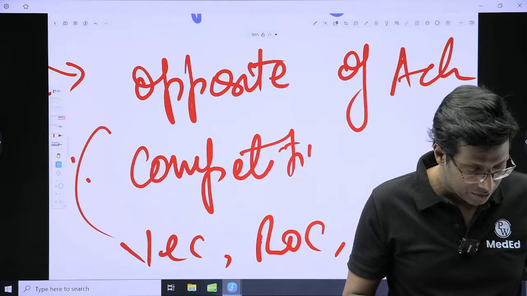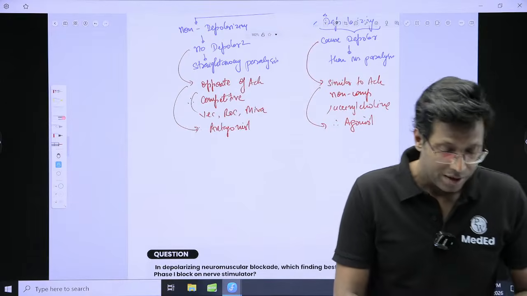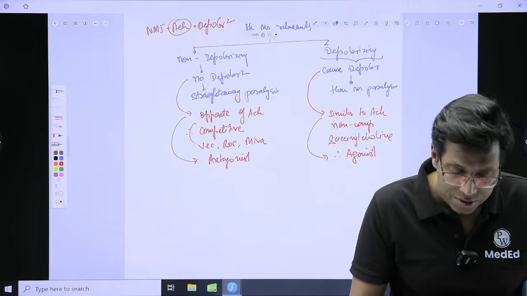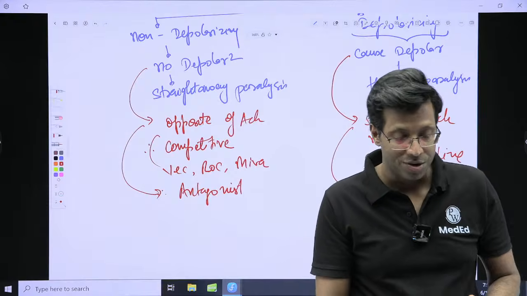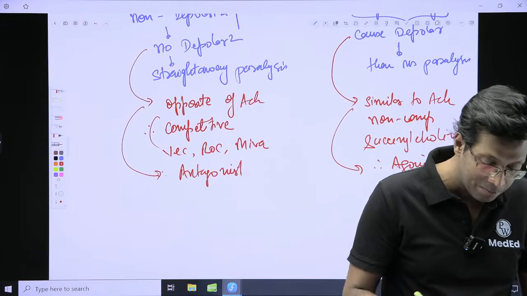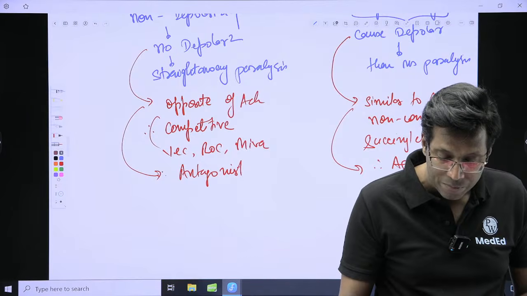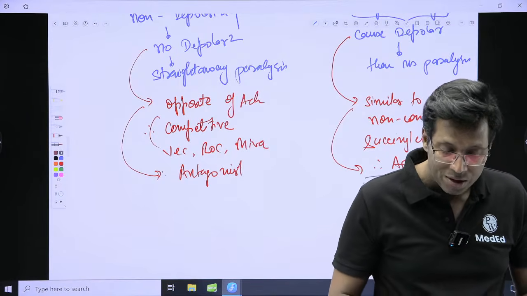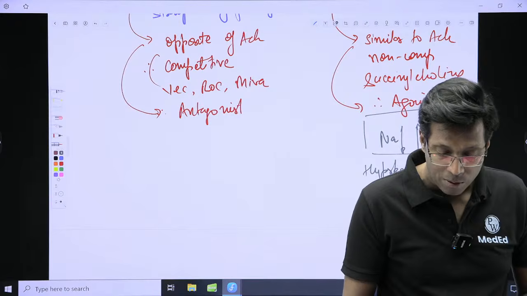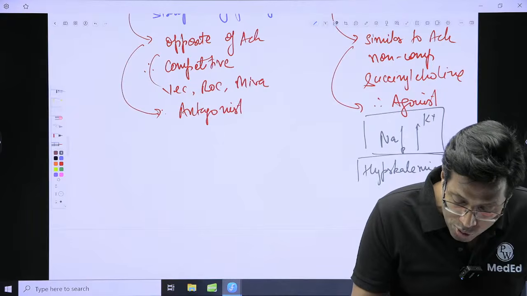Now, when we are discussing succinylcholine, we said it is working like acetylcholine, it is causing depolarization. Because it causes depolarization, whenever there is depolarization taking place, sodium goes inside, potassium goes outside. Because potassium goes outside, succinylcholine can cause hyperkalemia. Therefore, succinylcholine is contraindicated in any condition which is prone to hyperkalemia.